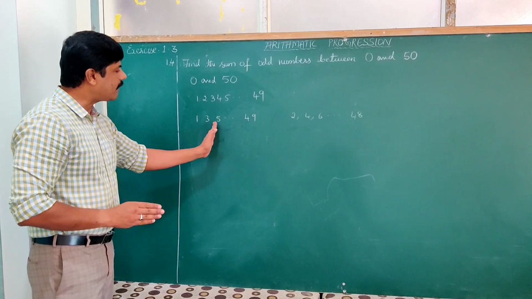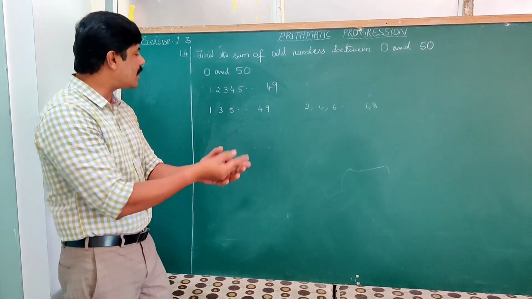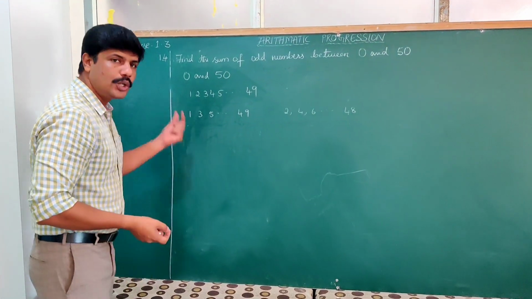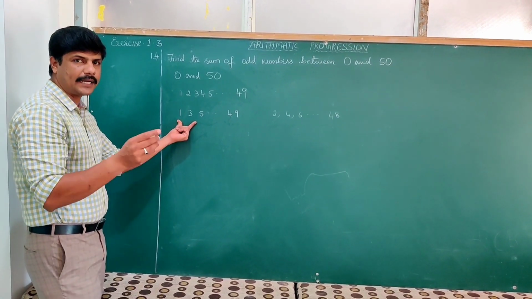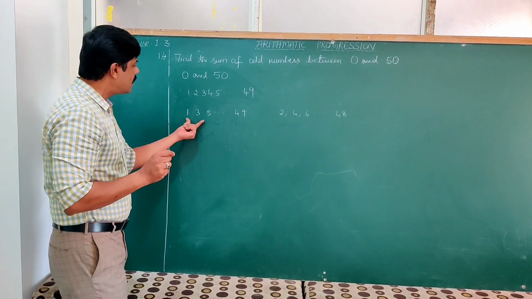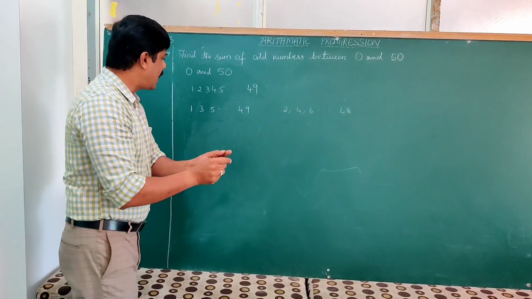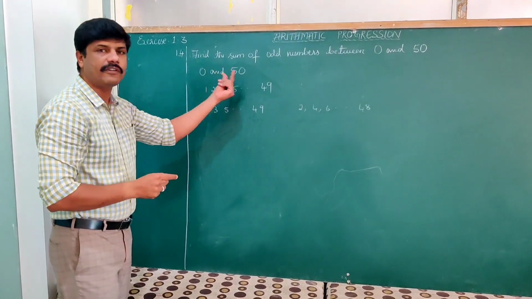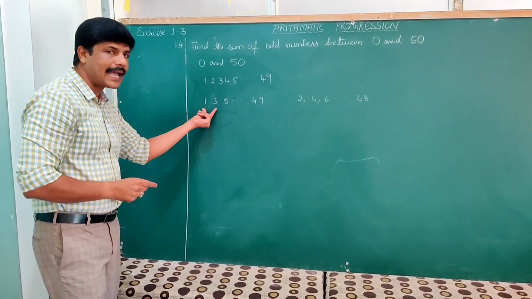Now 1, 3, 5 up to 49, odd numbers lie. How many odd numbers lie between 0 and 50? We do not know. First we have to find that using certain parameters. As you can see, this is an applicative type of arithmetic progression. Here arithmetic progression comes into play because this set of odd numbers between 0 and 50 is an arithmetic progression, because they have a common difference.